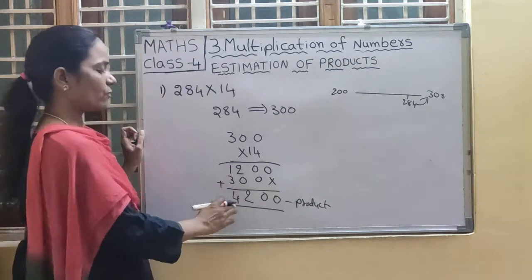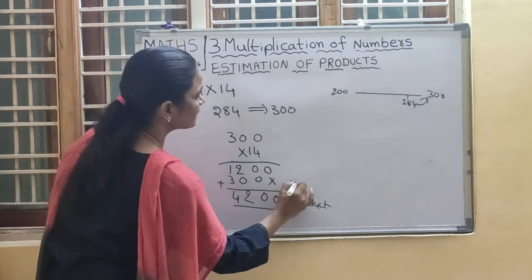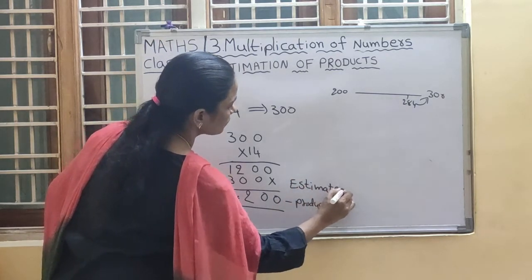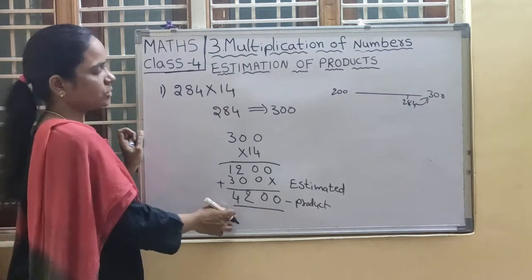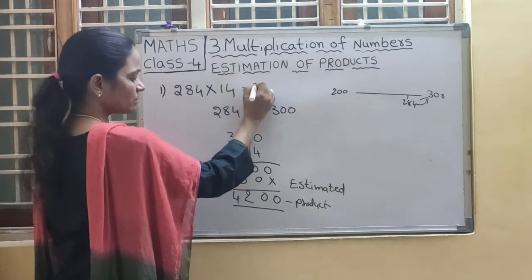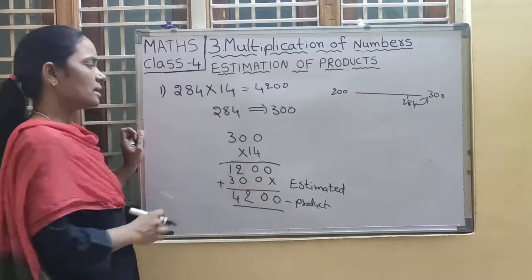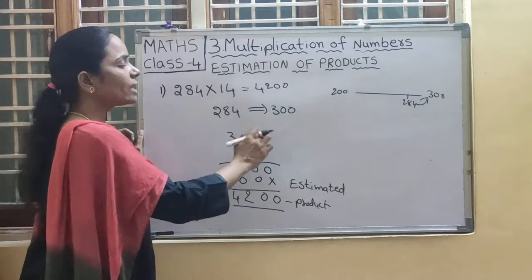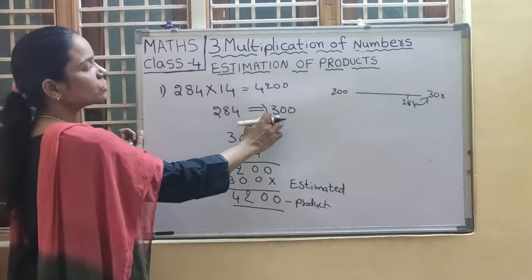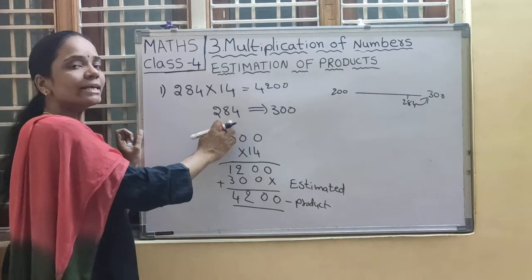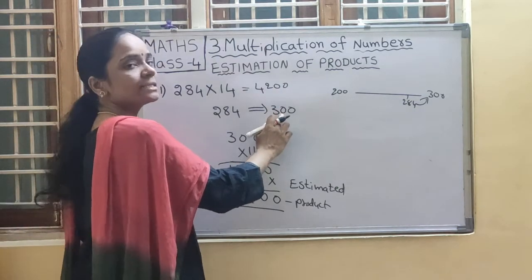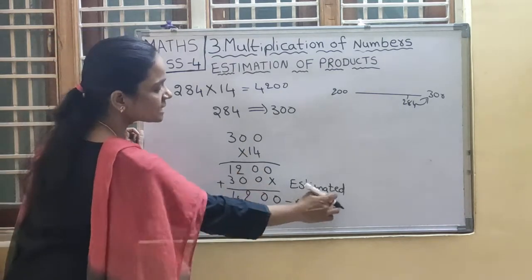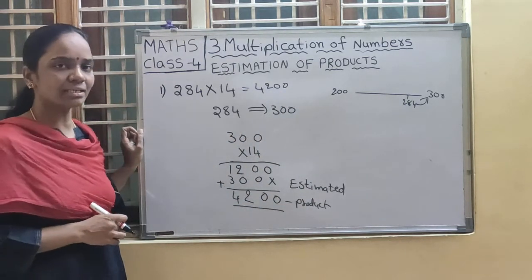4,200. That too is an estimated product, a rough value. Okay children, what is the estimated product? 4200, because I didn't take 284. Its estimated value I have taken here. Its rough value is 300. It is rounded off to the nearest 100, that is 300. 300 into 14. So 4200 is the estimated product. Have you understood children? Note it down.